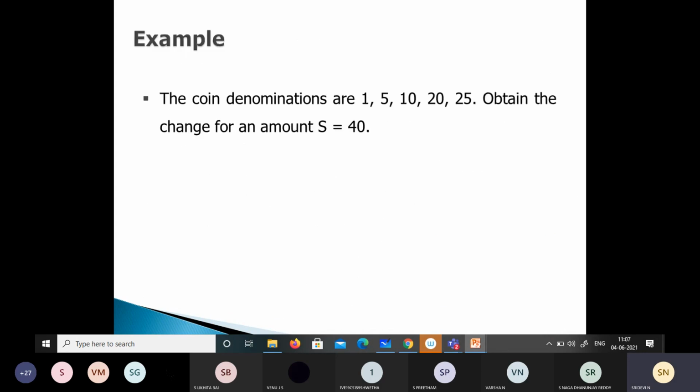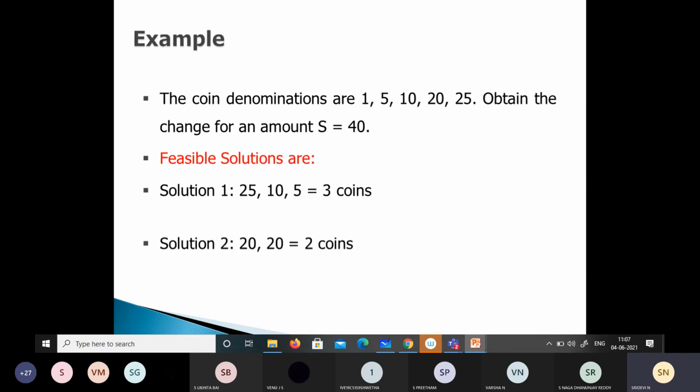But the same problem is asked for generating change for 40. We have many feasible solutions. Am I audible?